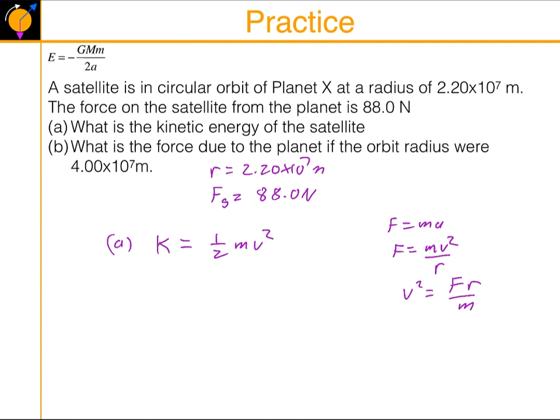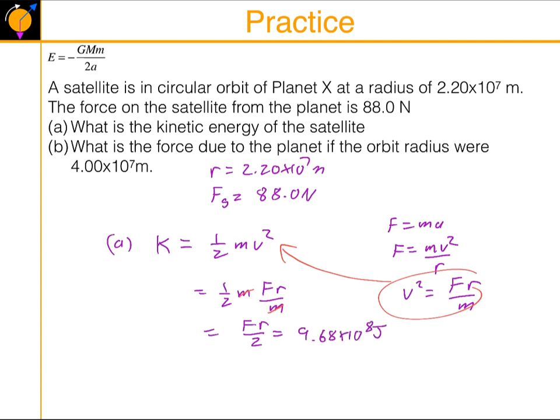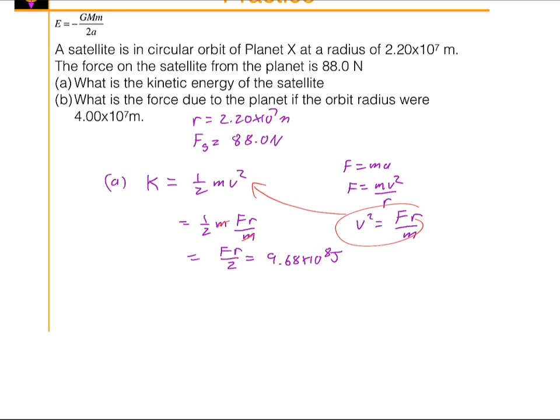What's nice about that is if I plug this into here, I get rid of the m, which I don't know anyways, so I end up with 1/2 m times F r over m. That cancels out the m, and it only depends on F and r, and I can calculate that, because I know the force of gravity, it's 88 newtons. I know the radius of the orbit, so that ends up being 9.68 times 10 to the 8 joules. It's a handy little trick, combining all these different quantities to figure out what we want.